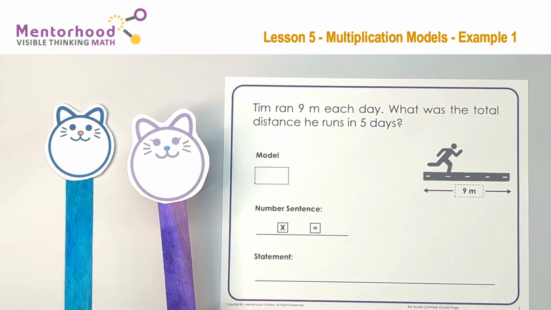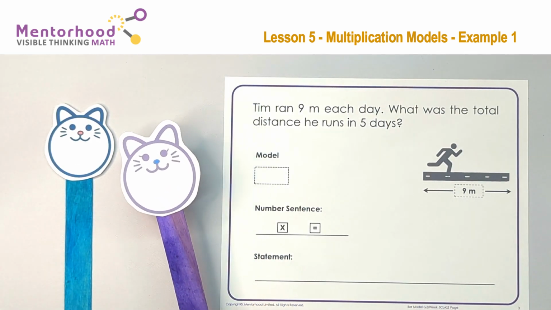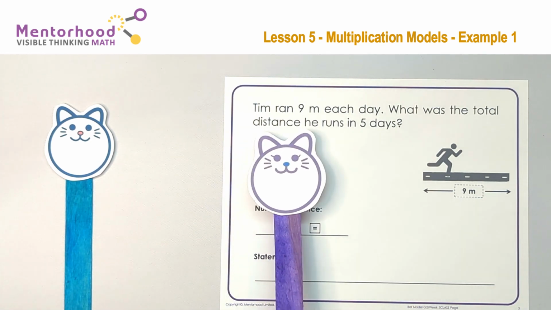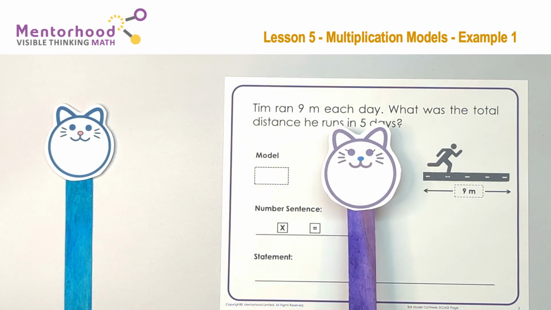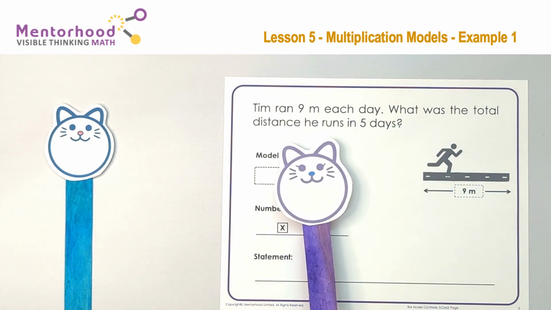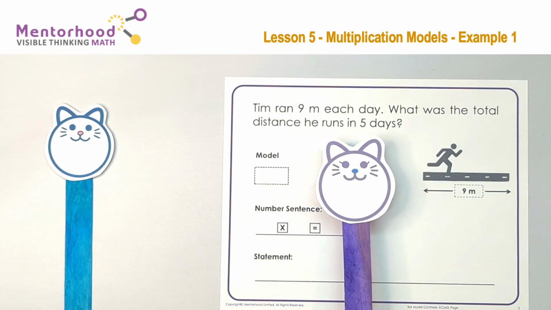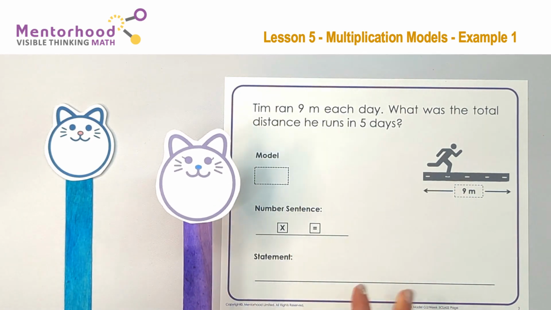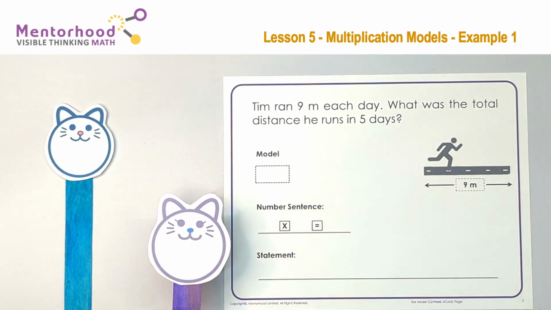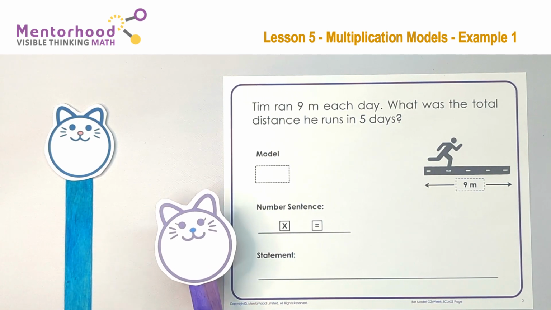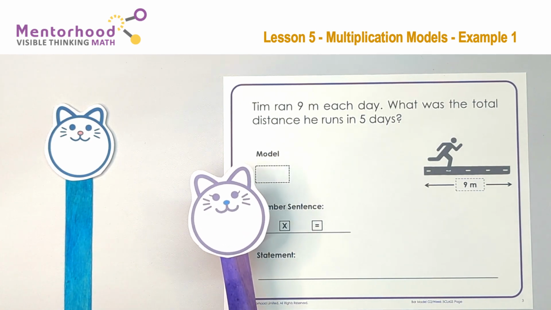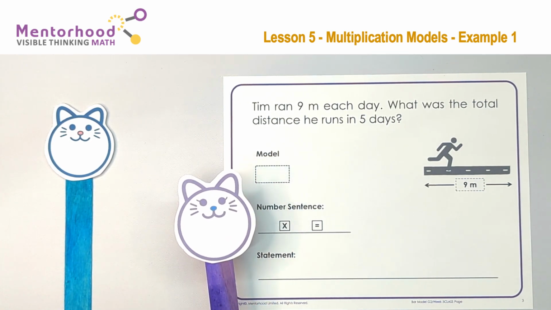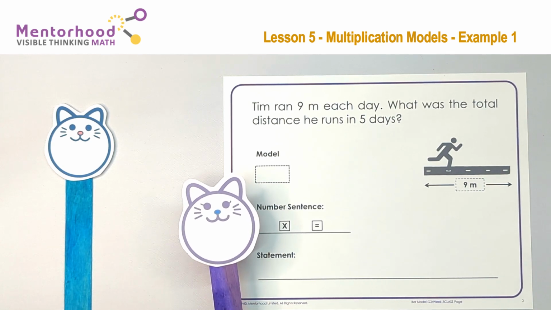All right, here we have our very first multiplication word problem. Tim ran 9 meters each day. What was the total distance he runs in 5 days? Okay, so here we've got the start of a model, and we're going to see how many groups we need to complete it. What do you think? How many meters are in each group?